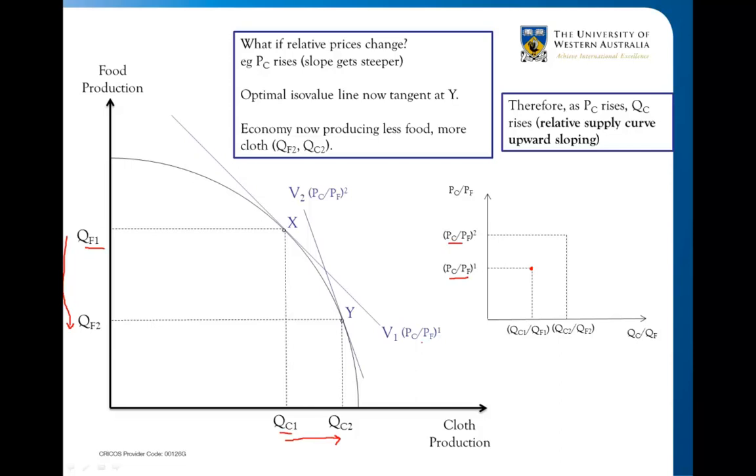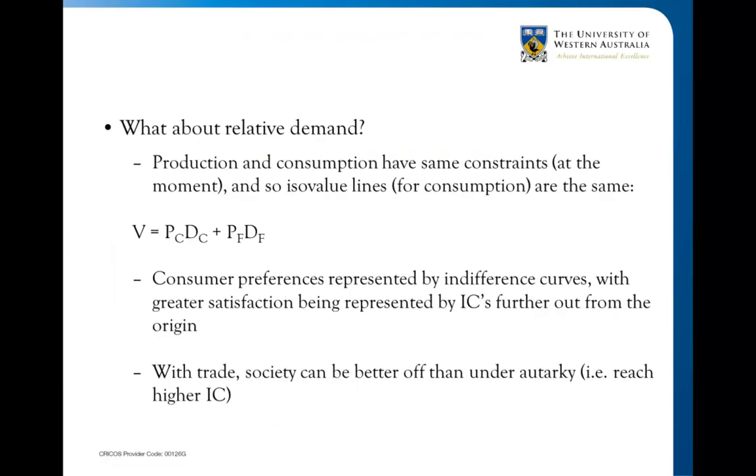When the price of cloth went up, and we're on this new iso-value line with the higher relative price of cloth, the quantity of cloth increased, the quantity of food decreased, and so the relative quantity increased. It gives us another point, and so this gives us our relative supply curve. That's one half of the market, if you like, in terms of our model. But what about demand?